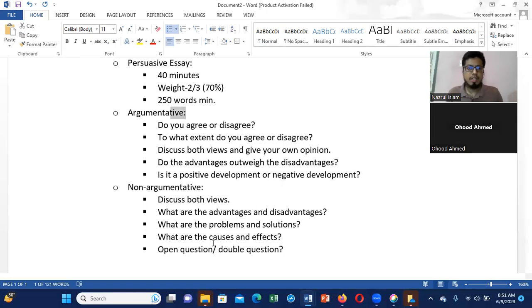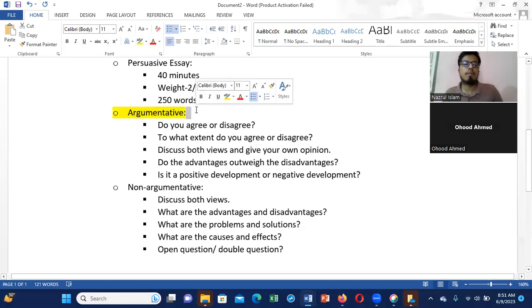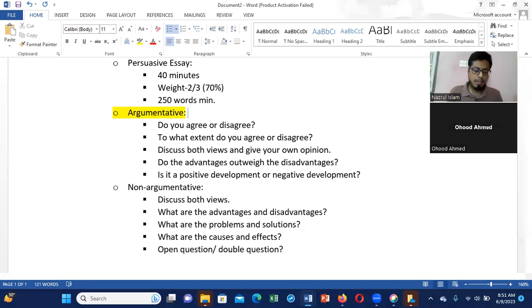Argument. Let me make it color bold. Remember, this one is most important. In most of the cases, you will get a question that's argumentative, 80% of cases or more. So let's analyze some of the questions. First of all, an argument: it's about your opinion, your own voice. Then the second category, non-argument.